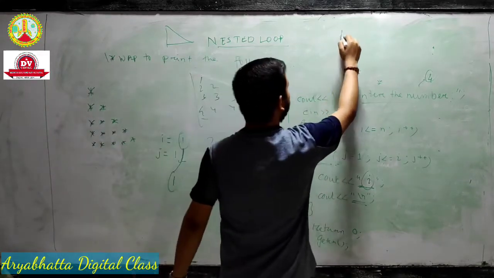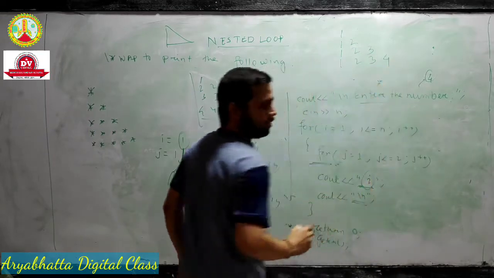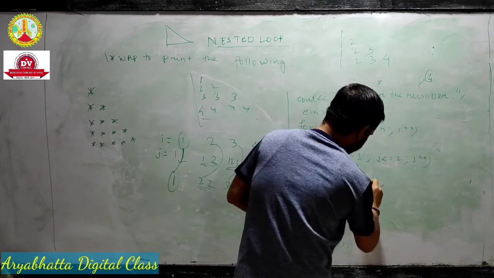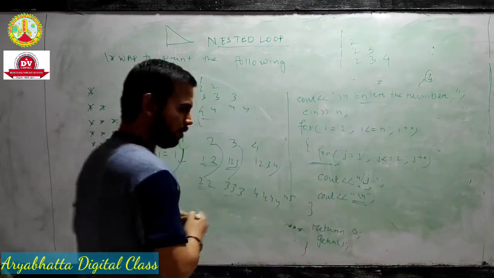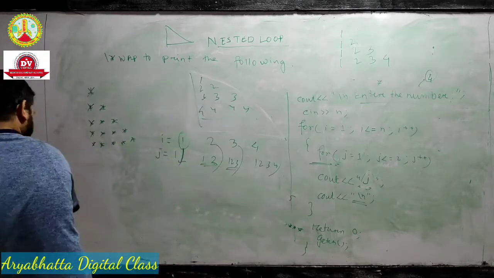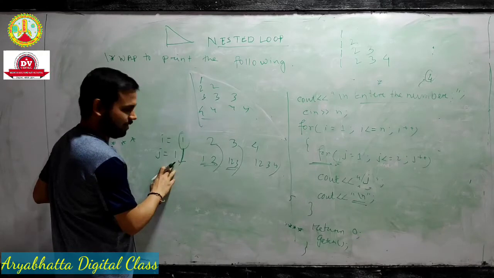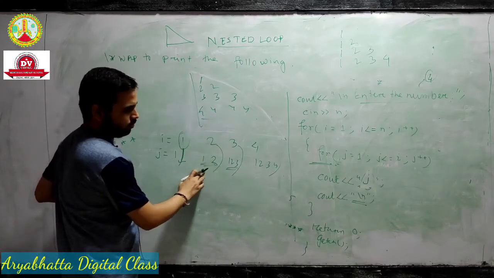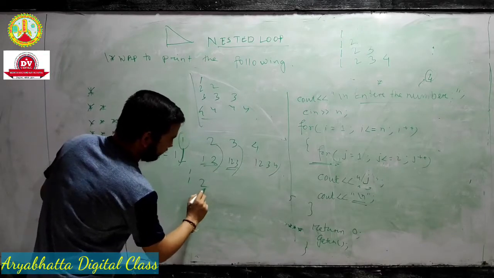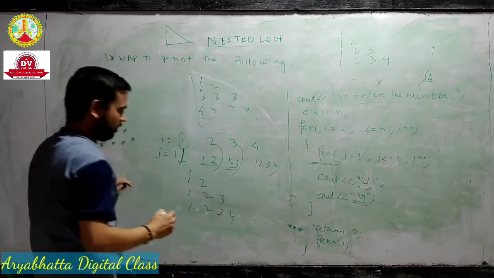And if your statement is like 1, 1, 2, 3, 1, 2, 3, 4, then you take this as J. Why do we take J? Because this is a very simple concept: for 1, the J value will be 1; for 2, the J value will be 1, 2; then 1, 2, 3, and 1, 2, 3, 4. That's why if you take J, then 1, 1, 2, 1, 2, 3, 1, 2, 3, 4.